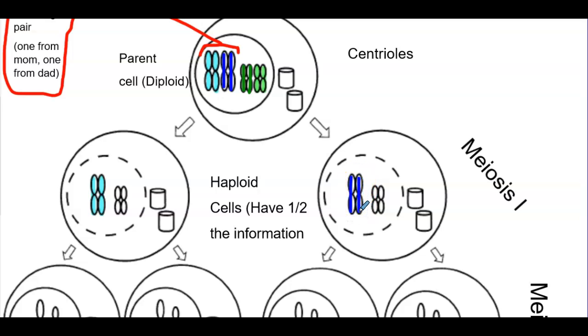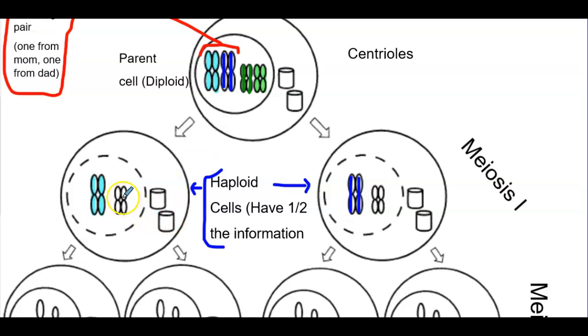Okay, now by doing this, these cells here on the second level don't have all the information. This cell on the left does not have the dark blue information. Over here on the right, this cell is missing the light blue information. So these cells are now haploid. They only have half of the information that we started with. So that's super important. That's different than mitosis. After we divide these once, all of a sudden the cells only have half of the info.